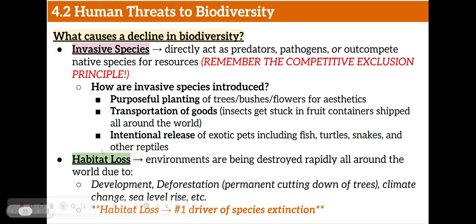Okay, so what is causing a decline in biodiversity? One of those things is invasive species that we just went over. Invasive species directly act as predators, pathogens, or they outcompete native species for resources.